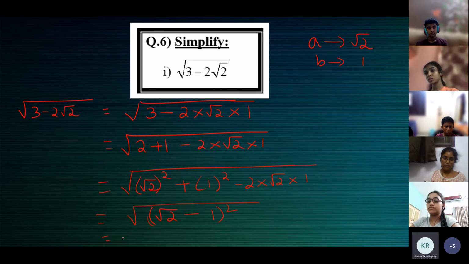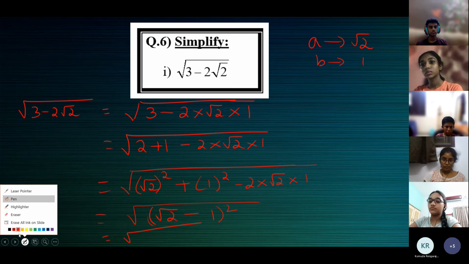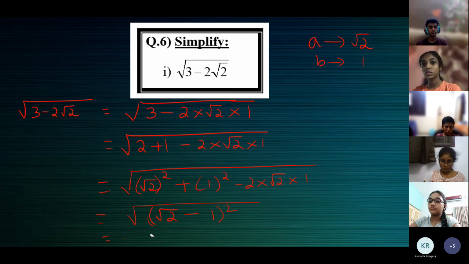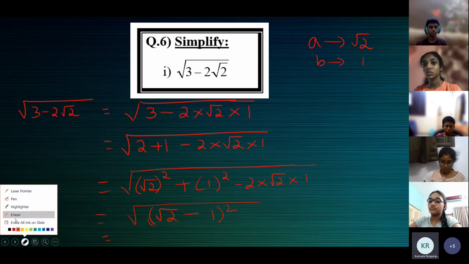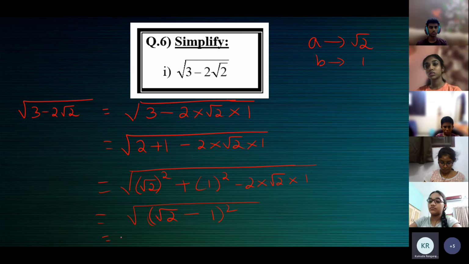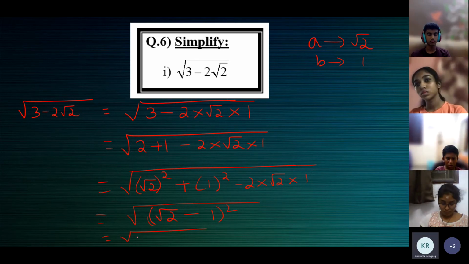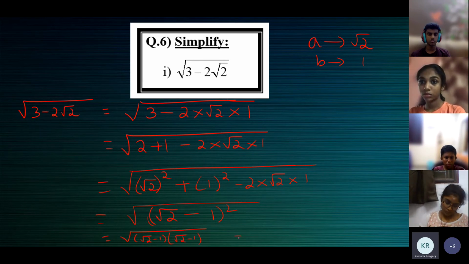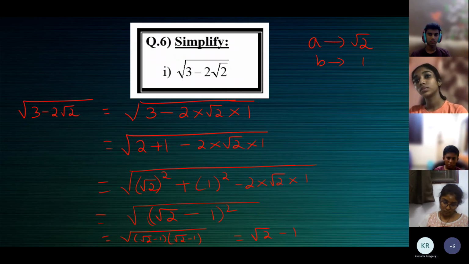So that means under the square root you have root 2 minus 1 two times. Square root of root 2 minus 1 into root 2 minus 1, two times you have. So how will you get rid of the square root? Bring out one root 2 minus 1. This is the answer. Write down, children.